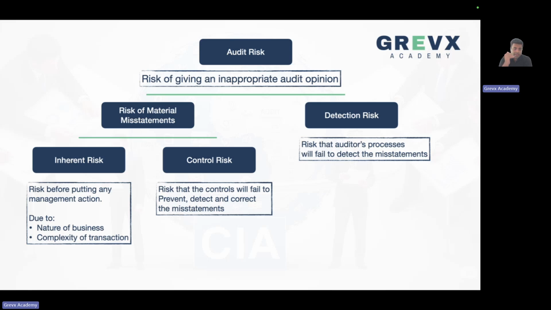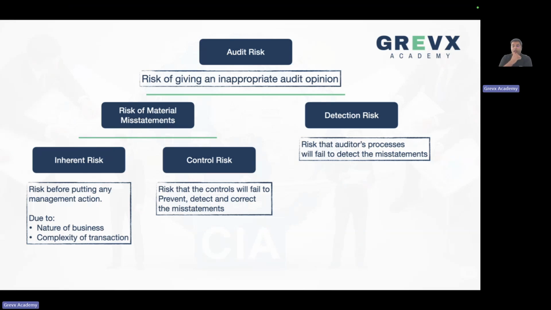Okay. So my next question is, will you do more work or will you do less work on that area? You found that there are high chances that the controls will fail. So will you do more work? Will you apply more procedures to it? Or will you apply less procedures to it? I hope you are getting it the right way. Risk is high, I will do more work. Absolutely right. Point taken. Well done.